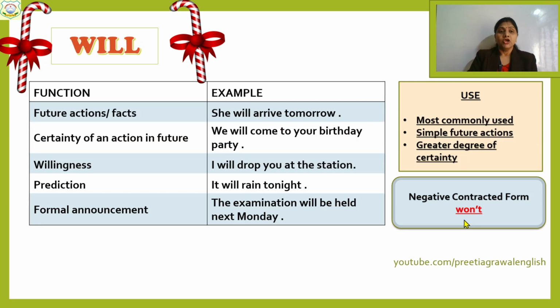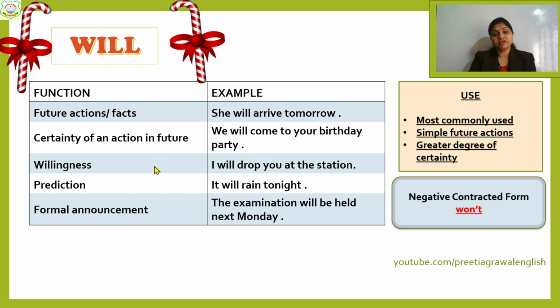Clear? Will. Will is used for future actions or facts. She will arrive tomorrow. Certainty of an action in future. Whenever will is written, it shows that something is certain. We will come to your birthday party. It means that the person who is speaking, the speaker, is certain.